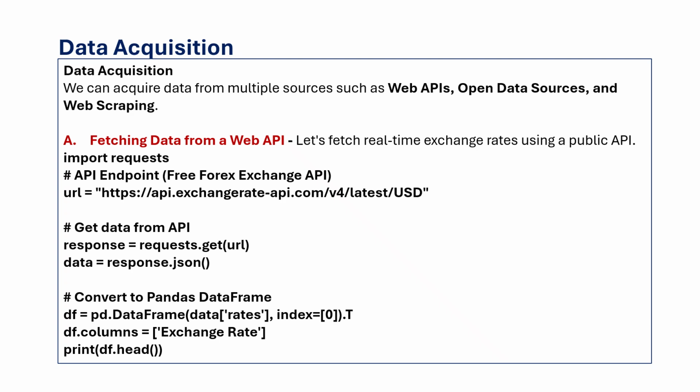Receiving JSON data: the received response contains data in JSON format. It is commonly used because it is easy for applications to exchange information. Finally, we convert the data into a data frame, so it converts the JSON response into a data frame. This organizes the data into rows and columns, making it easier to analyze.